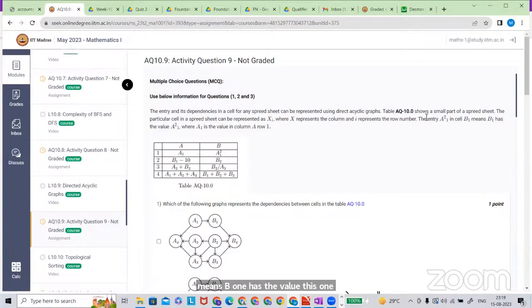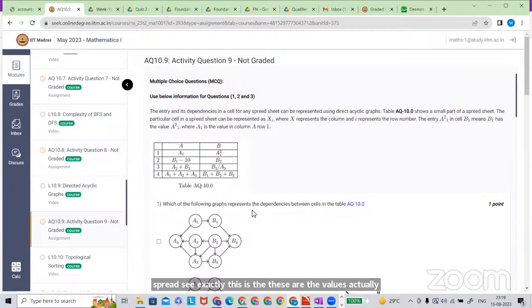Okay, this is okay. B1 has the value, where A1 is the value in column A, row 1. So in cell B1, this entry is actually in cell B1. These are the values actually written in the spreadsheet.